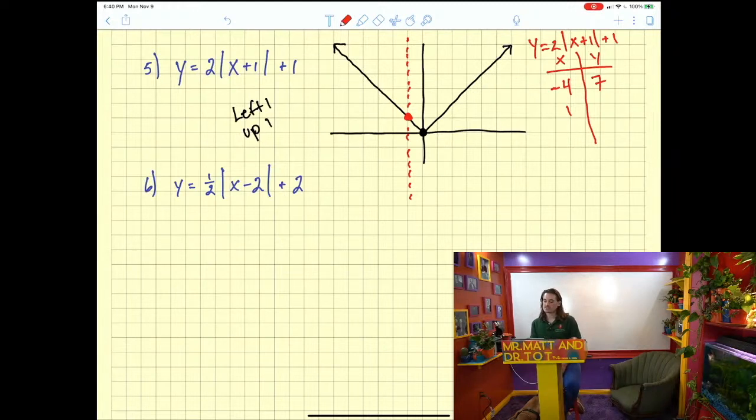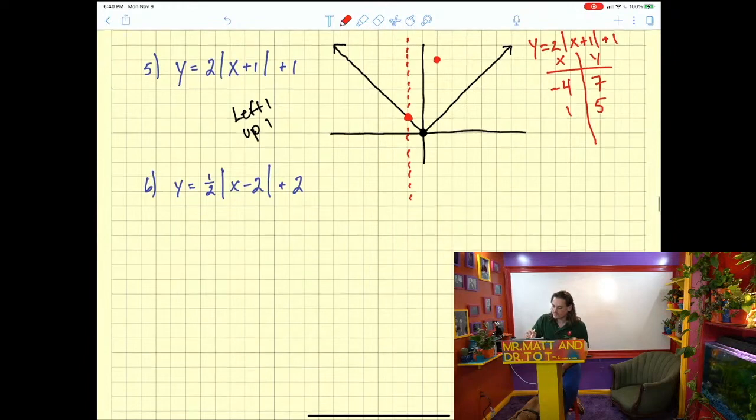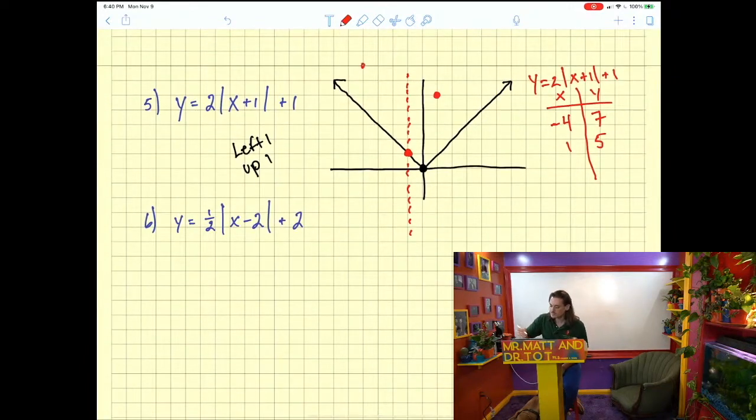When x is equal to +1, I get 1 plus 1, which is 2. The absolute value of 2 is 2. 2 times 2 is 4. 4 plus 1 is 5. So at 1, I'm going to be at 5: 1, 2, 3, 4, 5. At -4, I'm going to be at 7: 1, 2, 3, 4, 5, 6, 7. So I can connect the dots together, and my new function looks like this.